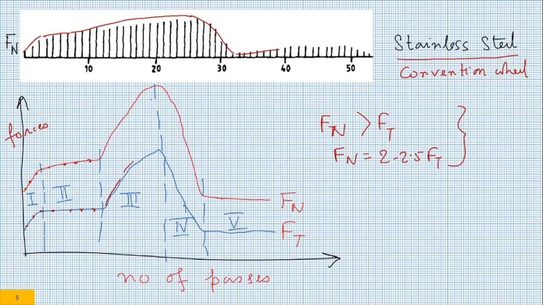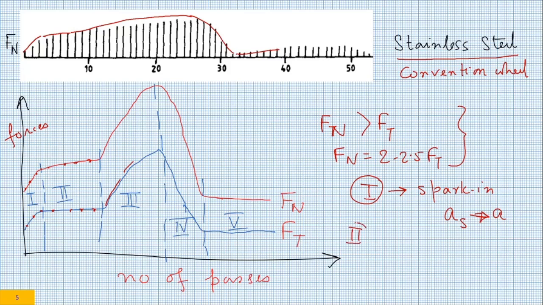Now, why are these happening? This number one phase we have already seen. This is the spark-in phase. That means gradually your set in-feed is approaching the actual material removal. So that is happening in this particular phase.